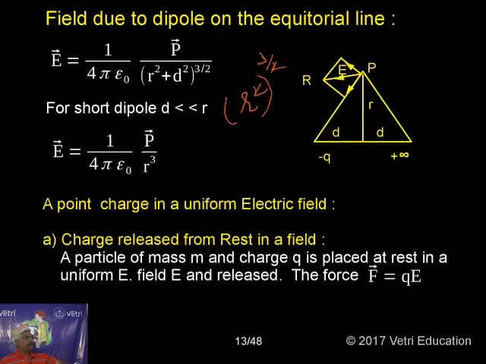What is the difference between the axial line and the equatorial line? The 2 is missing, so you have to keep that in mind. If the problem is asked on the axial line, we have to put 2p by r cube. If it is asked on the equatorial line, simply p by r cube. So many problems may be asked that we can utilize this. Otherwise, it is very difficult to keep every formula in mind. We have to understand the topic. That is called the equatorial line. That is called the axial line.